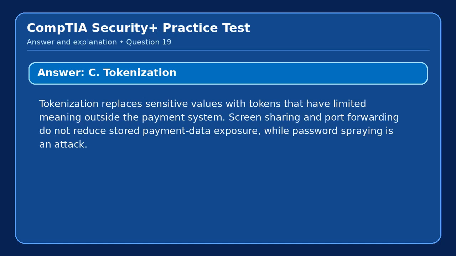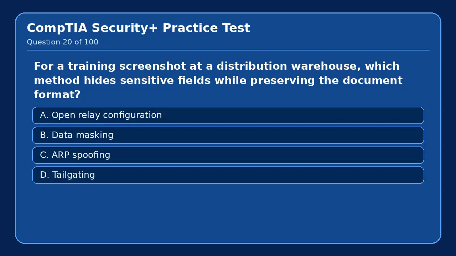The answer is B. Data masking. Data masking conceals sensitive values while keeping realistic structure for training or testing. ARP spoofing, open relays, and tailgating are security risks, not privacy-preserving data handling methods.